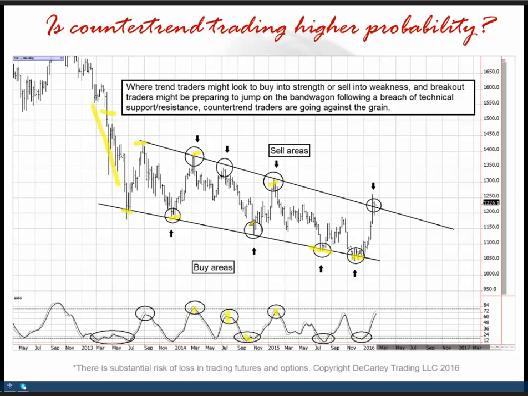Now, it looks easy from a distance, when you have no money on the line, but I can guarantee you if you actually bought or sold in these areas, you would have experienced quite a bit of stress, because it's easy after the fact, but in the heat of the moment, you never know if support and resistance is going to hold.